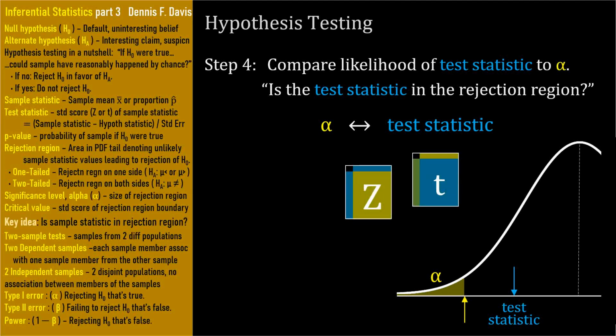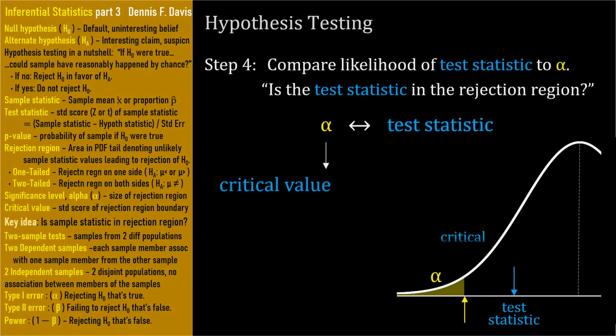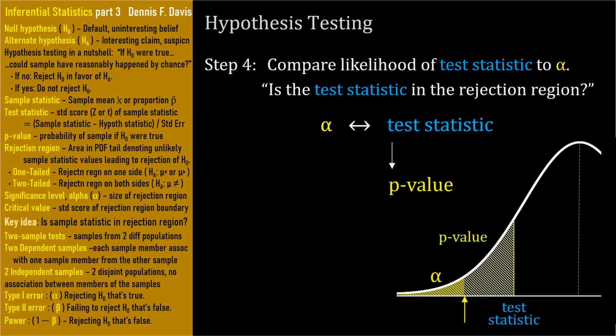Using our z and t tables, we know how to convert back and forth between probabilities and scores, so we have a choice. We can convert the probability alpha to the corresponding blue critical value here and compare that to the blue test statistic since they're both scores. Or we can find the yellow probability associated with the test statistic, the p-value, and compare that to alpha since they're both probabilities. The choice will always yield the same result. You'll probably never be told which method to use. You're just expected to perform the test, so it's up to you.